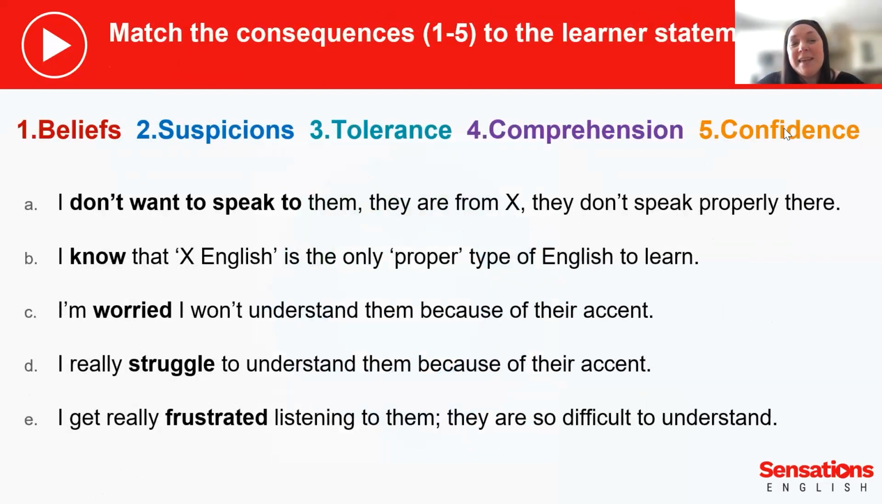I've taken some of the key vocabulary items out of that cycle and put them onto this slide here. And I've also put 5 action statements that I often hear from students regarding them. So we have beliefs, suspicions, tolerance, comprehension, and confidence. I'm going to give you just a minute, and if you like, you can try and match those 5 key effects or consequences with the action statement that comes from the student. If you like, you can pop your answers into the chat box.